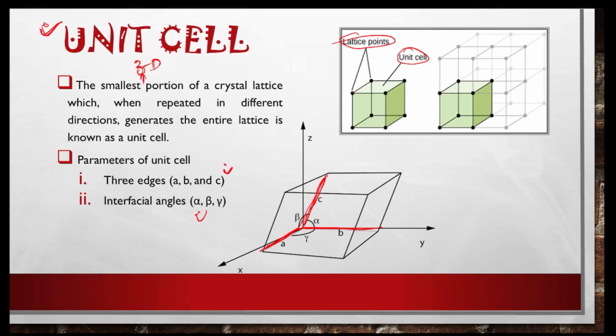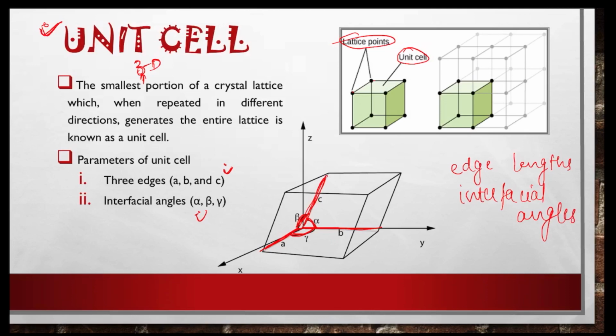The angles between the faces, right? The angle between B and C face, alpha. The angle between A and C face, beta. And the angle between A and B face is gamma. So these 3 edge lengths and 3 interfacial angles are basically responsible for characterizing the unit cell.